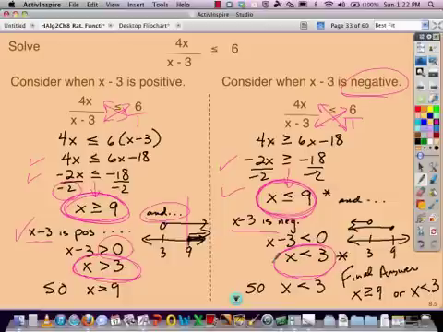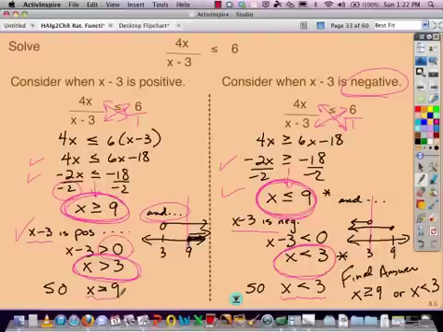So again, in your brain, or quickly graph, which I've done here, graph all the x values that are less than or equal to 9. It would be a closed circle at 9, everything to the left. Then if we graph all the x values that are less than 3, that would be an open circle at 3 and everything to the left. So again, where is the overlap? The overlap is from that 3 on down. So x is less than 3 was our final answer to when x minus 3 is negative, and x is greater than or equal to 9 was our answer for when x minus 3 was positive.